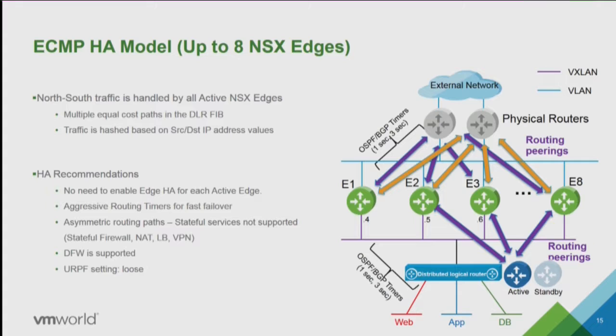Why? Because each edge node is completely independent from each other. So we want to detect as fast as possible any failure in this case. Here, within 3 seconds, we'll detect that there's any failure. We'll detect that the DLR control VM has a problem, or the DLR control VM will detect pretty fast that an edge has a problem, or that the physical router has a problem.